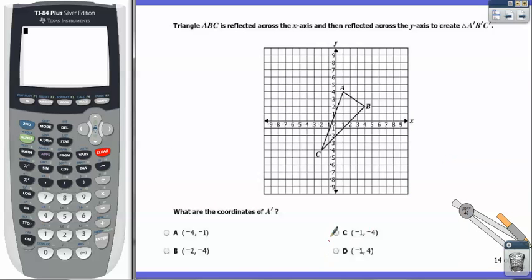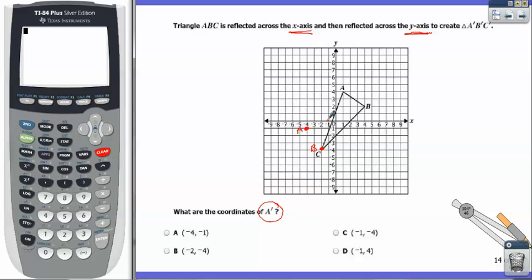Now, this one says triangle ABC is reflected across the x-axis and then the y-axis. So I'm looking for the coordinates of A prime after I do both. So let's go ahead and graph the choices. (-4, -1) is right here. That's choice A.